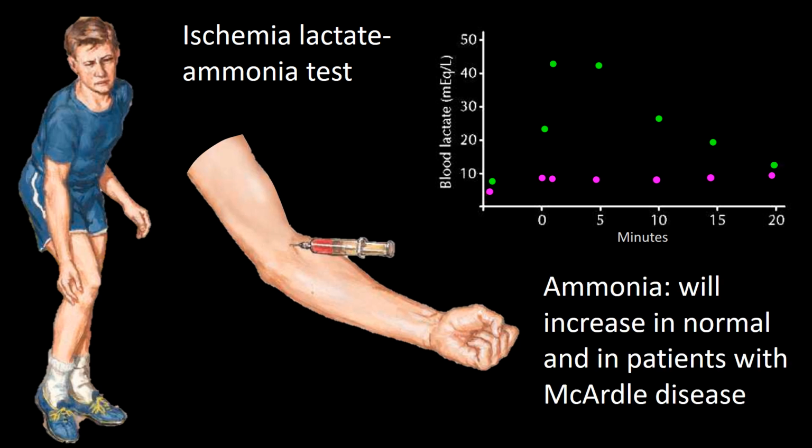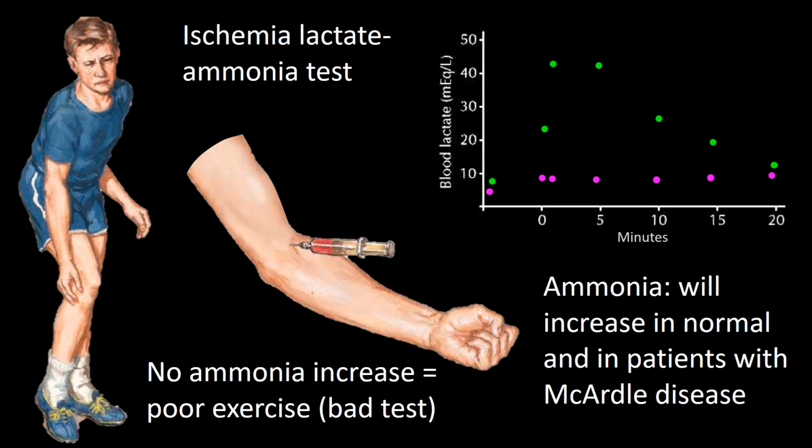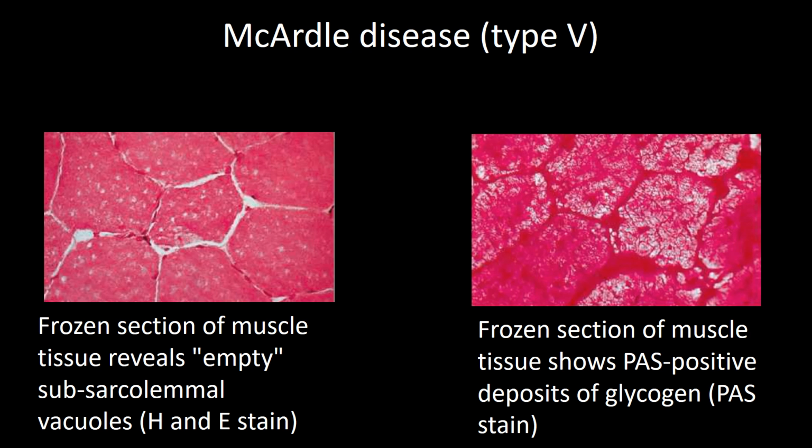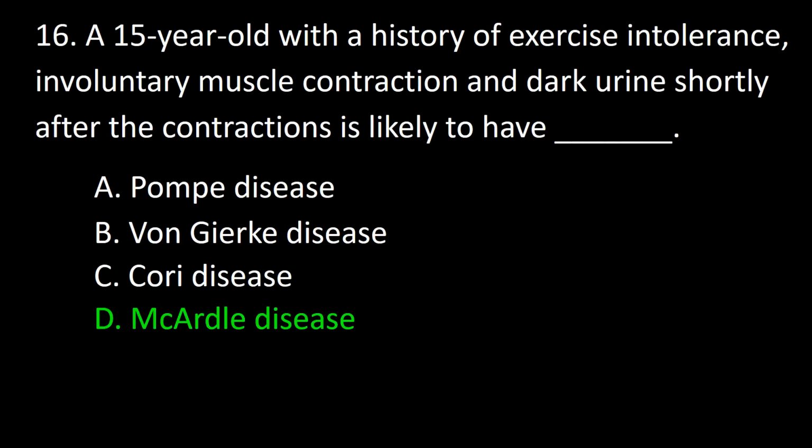Ammonia levels drawn simultaneously will be increased in controls and in patients with McArdle's disease. The trend will be similar to the trend for lactate, as shown by the green dots. This frame shows 2 muscle biopsies in patients with McArdle's disease. Using H&E stain, the subsarcolemmal spaces look empty, and full when using PAS stain, indicating glycogen deposition. So the answer to this question is D, McArdle's disease.